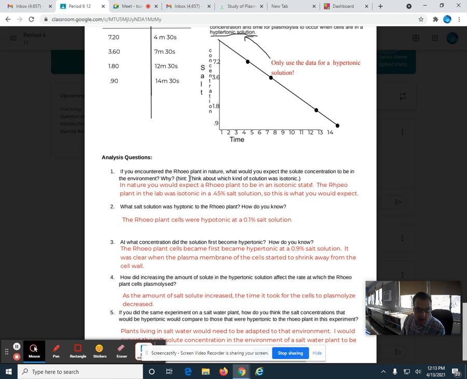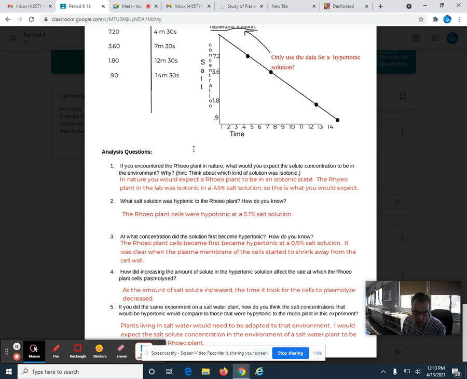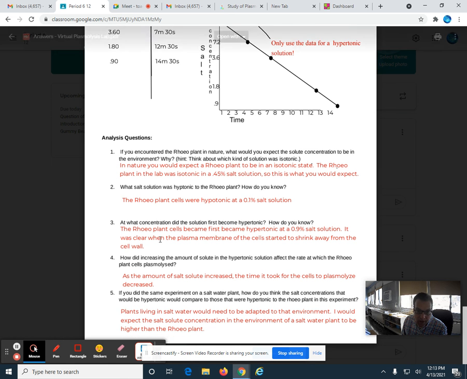Okay? So it says if you encountered the Roeo plant in nature, what would you expect the solute concentration to be? You'd expect it to be the same concentration as the Roeo plant in the isotonic state, which would be a 0.45% salt solution. When was the Roeo plant in a hypotonic solution? That was the 0.1% salt solution. At what concentration did the solution first become hypertonic? Okay, at 0.9%, right?